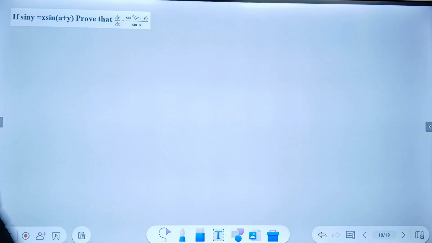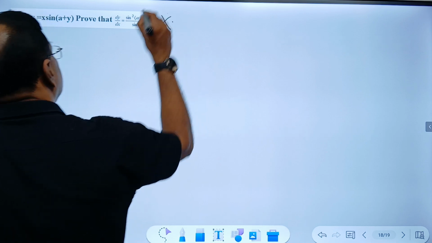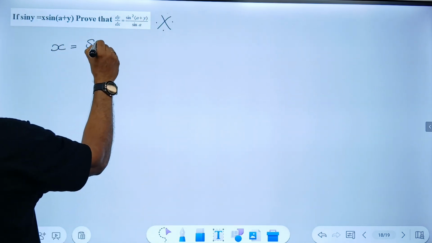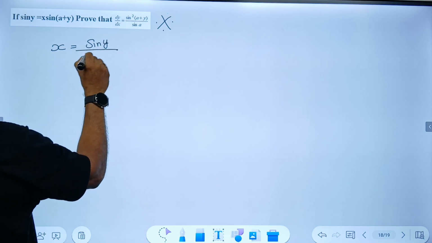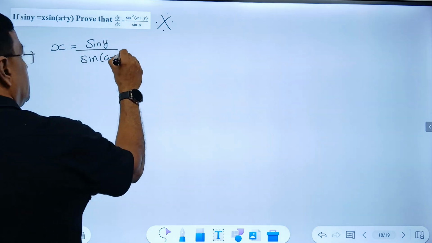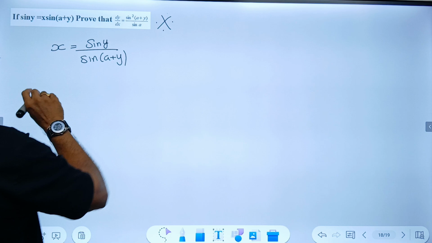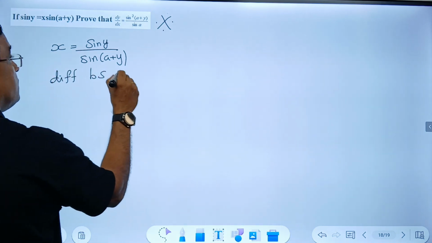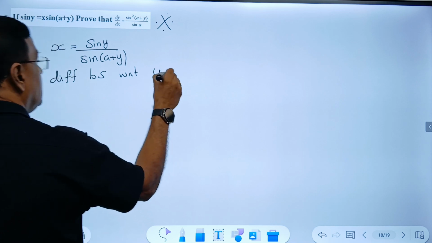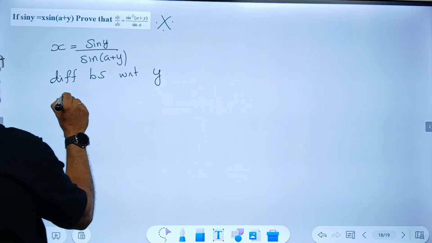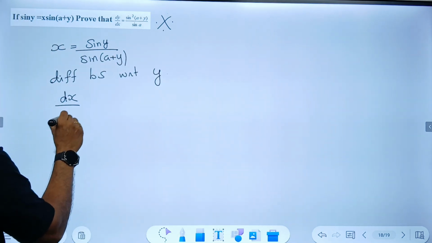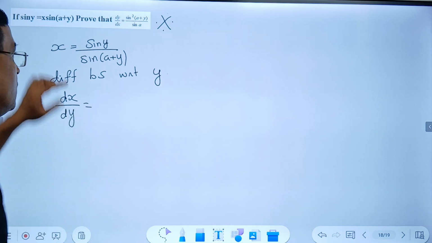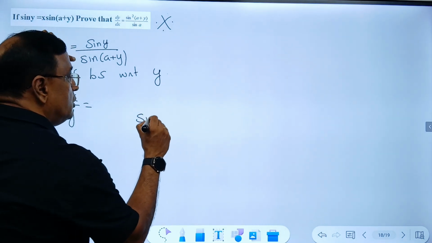Very, very important. It has come many times in the exam. What is this? Again, I will write x is equal to sine y divided by sine of a plus y, and I use quotient rule. Now, what is quotient rule? Differentiate both sides with respect to y. So you get dx by dy. I am not differentiating with respect to x, I am differentiating with respect to y.